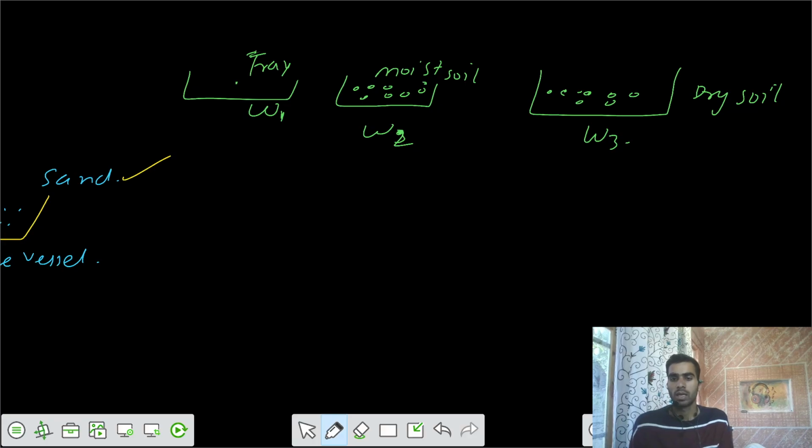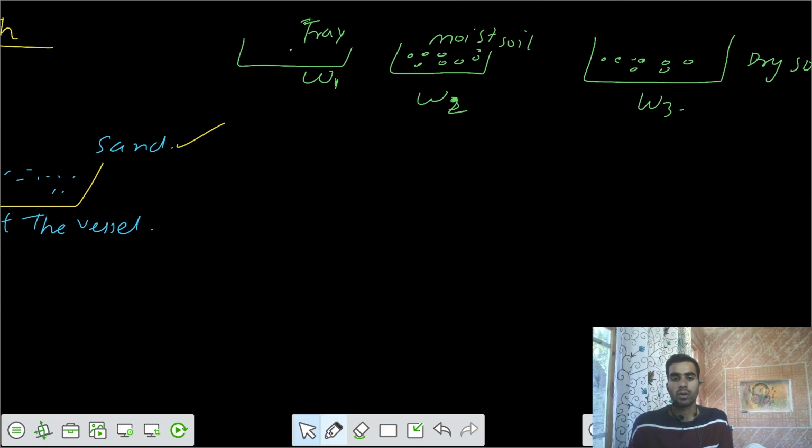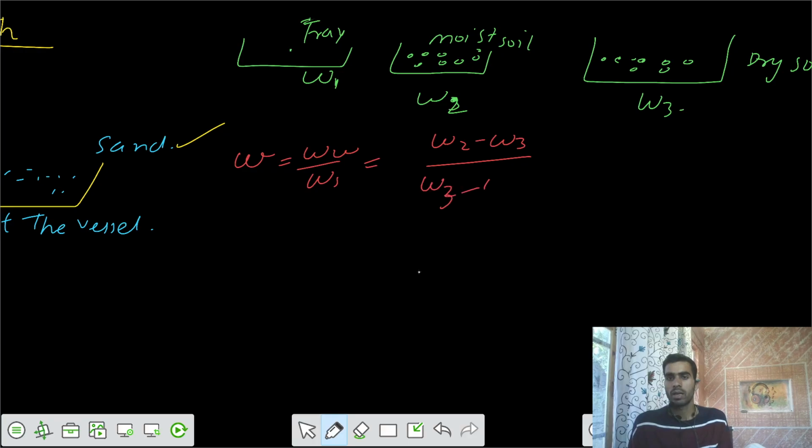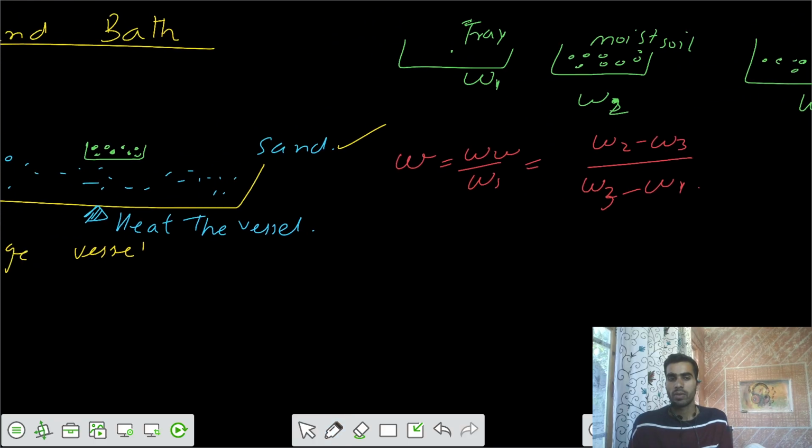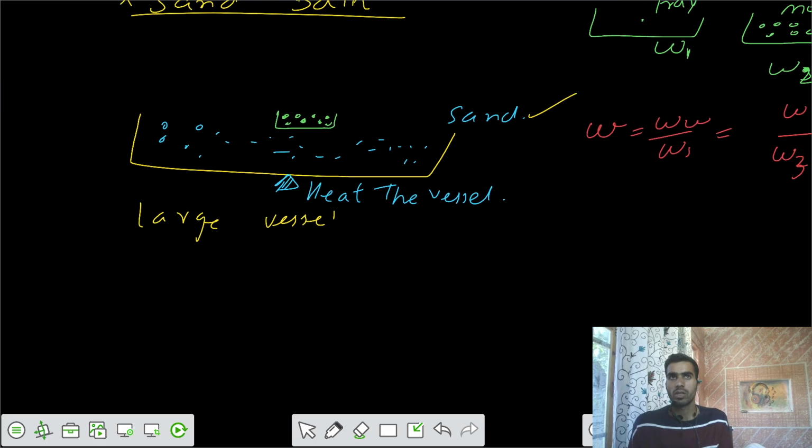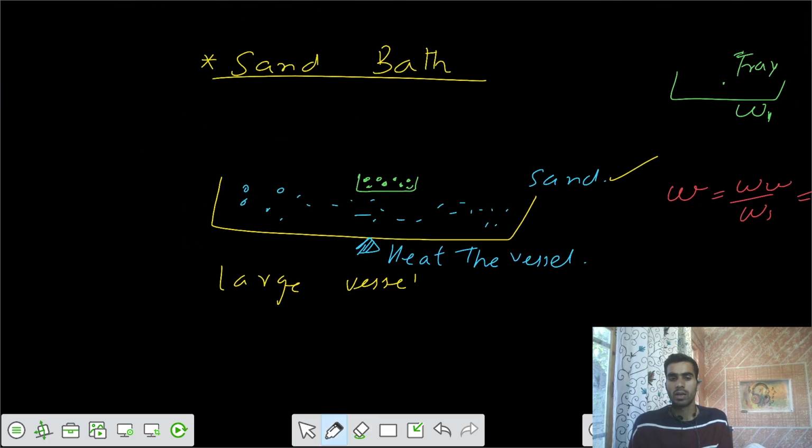We can write this as your W3, and then finally we can write what the water content is. Water content can be solved as weight of water divided by weight of solids. Weight of water is the difference W2 minus W3, and weight of solid is the difference W3 minus W1. So that is the water content calculation. And this method takes around 20 to 60 minutes of drying.